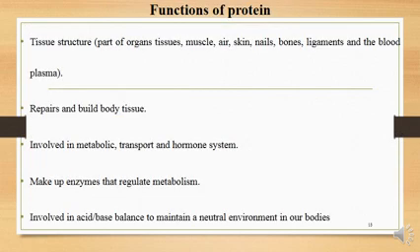Functions of protein: we have tissue structure, part of organ tissue, muscles, hair, skin, nails, bones, ligaments, and blood plasma. Repair and build body tissue, involved in metabolic transport and hormones, make enzymes that regulate metabolism, and involved in acid-base balance to maintain a neutral environment.